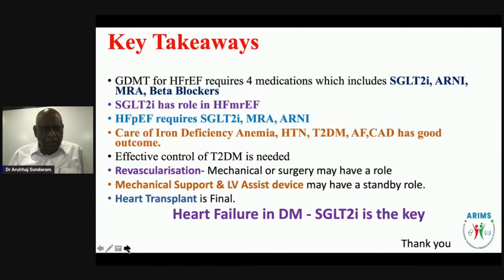Effective control of diabetes is needed without causing hypoglycemia. Revascularization, either mechanical or surgical, may be needed. Mechanical support and LV device may have a standby role. Heart transplant is final. In heart failure and diabetes, SGLT is the key, ladies and gentlemen, today.